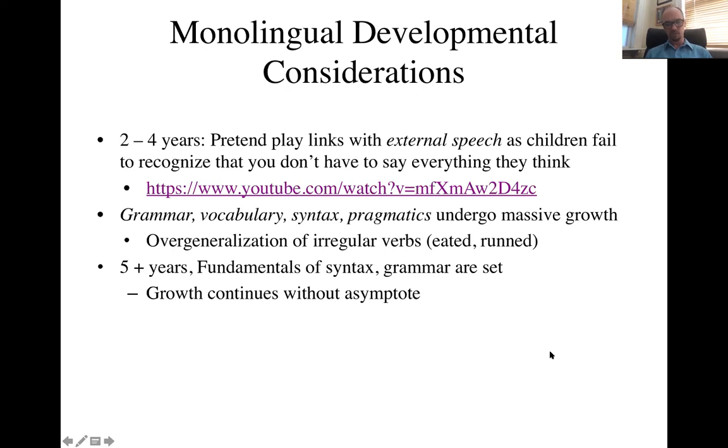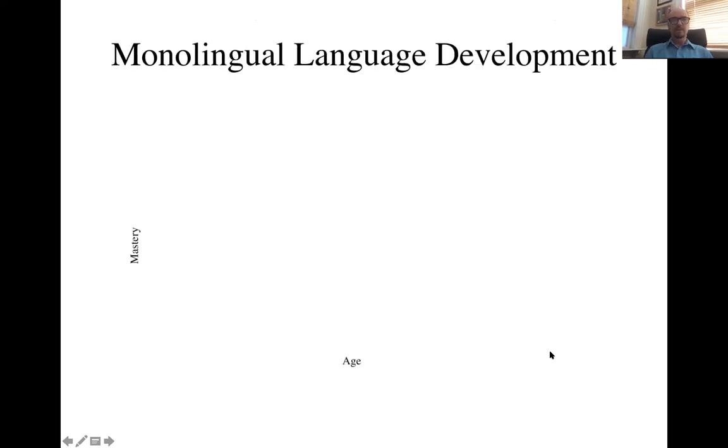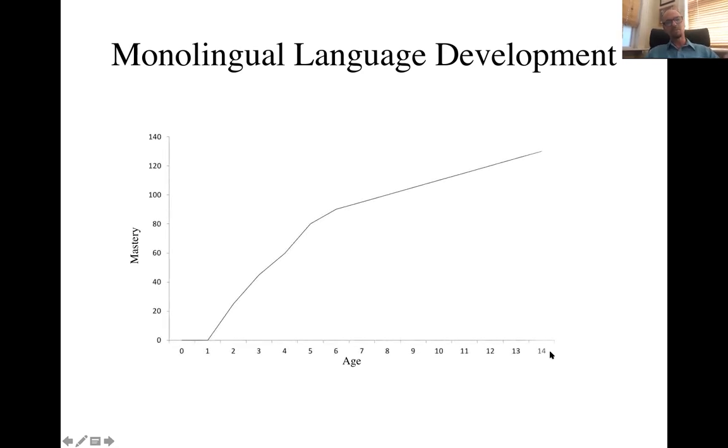Asymptote is a word that I learned recently, so I'll try to demonstrate what I mean by it. For language development, here's age on the bottom, and mastery, just some random scale of getting better at language.